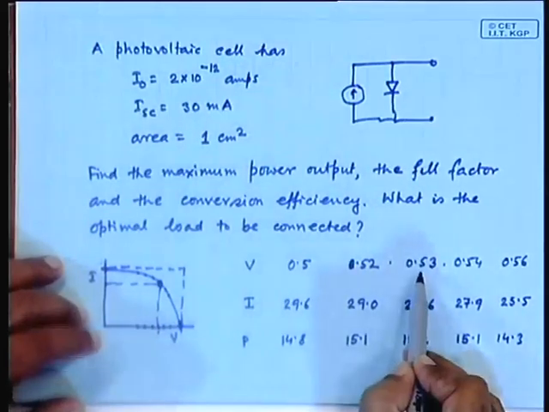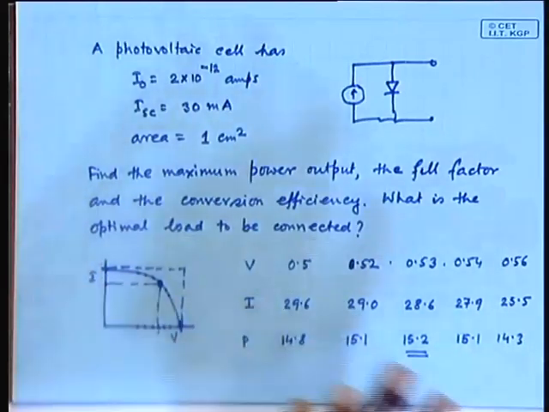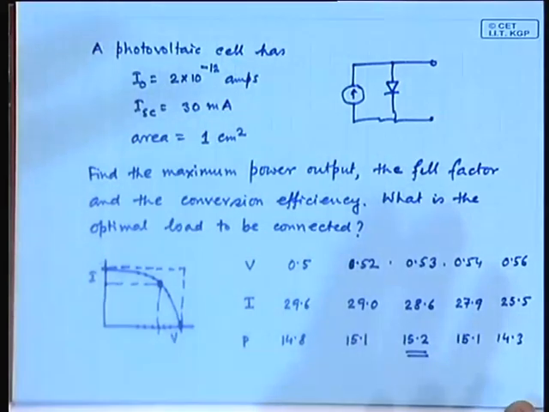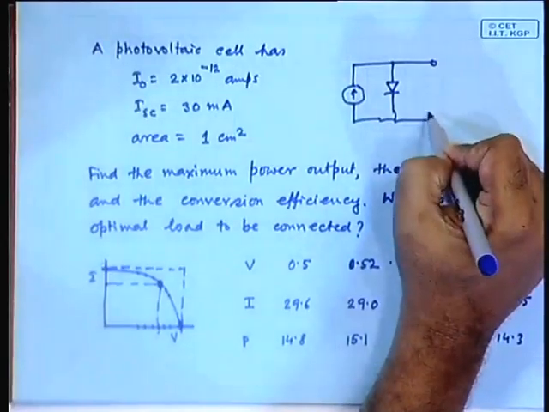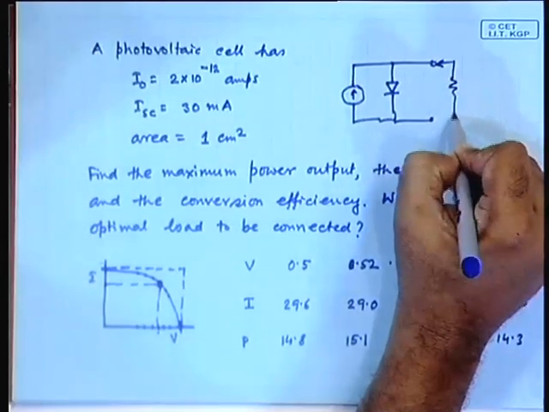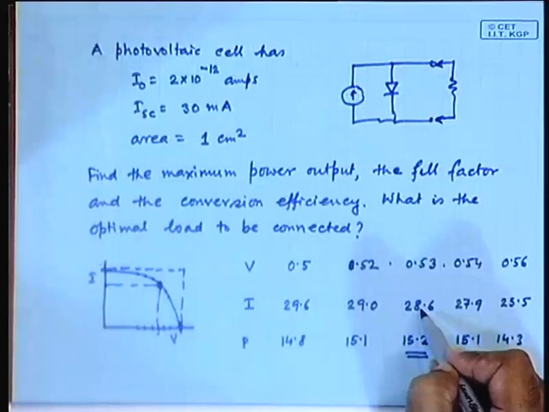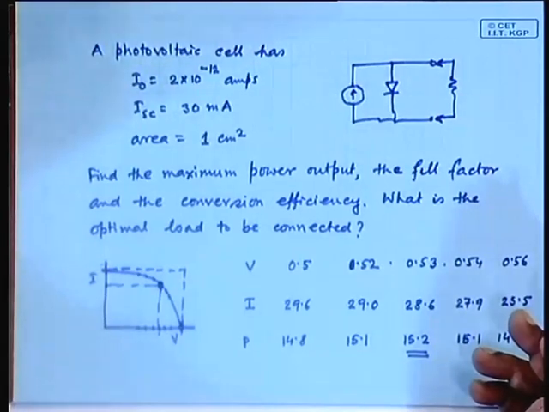So, you know that you need this value of the voltage and this value of the current. So, here is the voltage, here is the current. Now, you can calculate the fill factor. Fill factor is nothing but this area divided by this area. Fine. What is the optimal value of resistance you need to connect? The resistance is nothing but voltage by current. So, here is the voltage, here is the current, and here is the resistance you have connected. You know the voltage, you know the current, divide that, you get the resistance. Optimally, that is the resistance you have to connect in order to get the maximum power output.